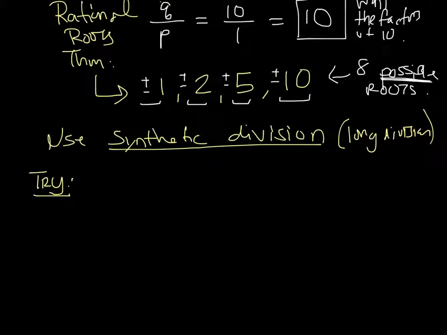So let's try, let's just do 5. If I try 5 using synthetic division, I'm going to put up 5 here. I'm going to put my little box. Again, each book is different.